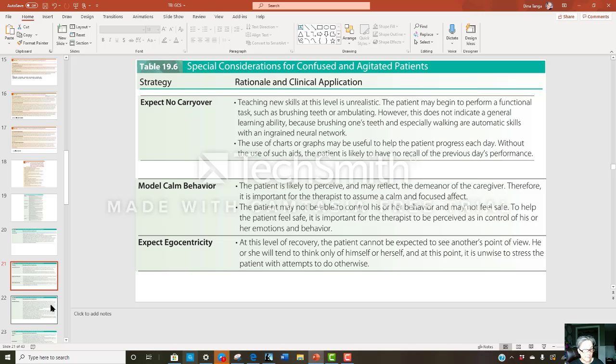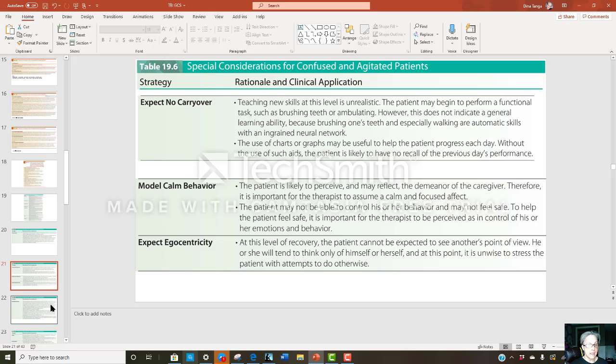Model calm behavior. The patient is likely to perceive and may reflect the demeanor of the caregiver. Therefore, it is important for the therapist to assume a calm and focused affect. The patient may not be able to control his or her behavior and may not feel safe. To help the patient feel safe, it is important for the therapist to be perceived as in control of his or her emotions and behavior.